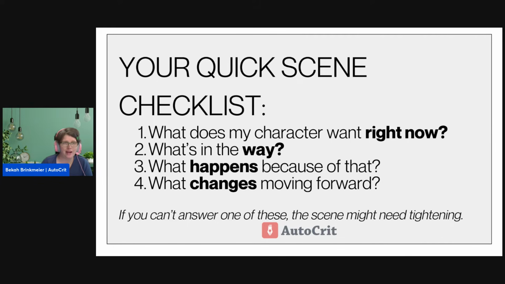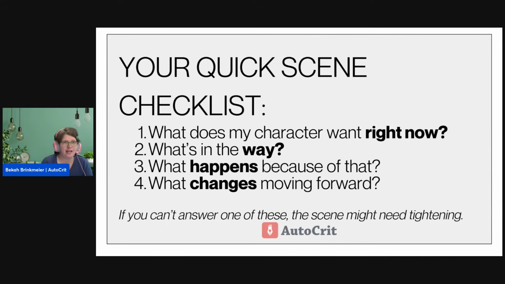What is in the way? Well, the last time they were in a relationship was 15 years ago. They don't really know who this new version of this person is. They are at the museum, but they're having to live in this moment. So what happens because of that? Well, they're nervous. They might fumble their words. They might get really awkward.